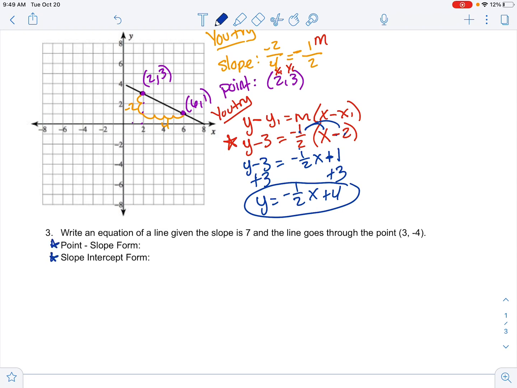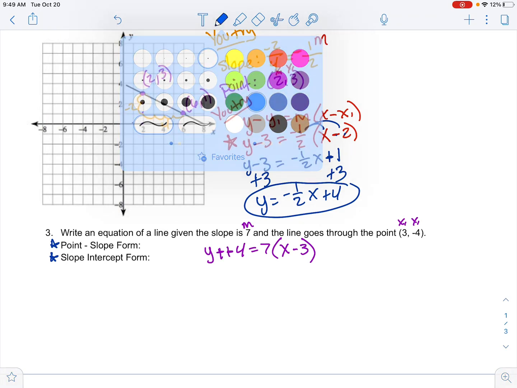All right, so now we're going to do point slope form and slope intercept form. Write an equation of a line given the slope is 7. As soon as I see slope is 7, I'm going to label that my m. And that goes through the point (3, -4). So I see that, and I'm going to label my point x1, y1. Okay, so then I'm going to plug it into point slope form. So we have y minus my y1 is -4 equals 7 times x minus 3. That's my x1.